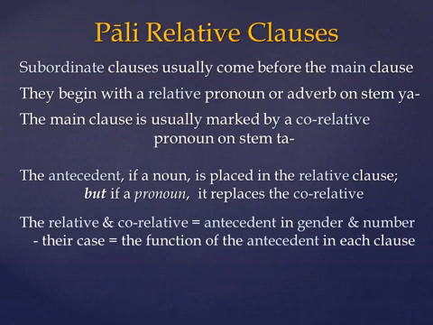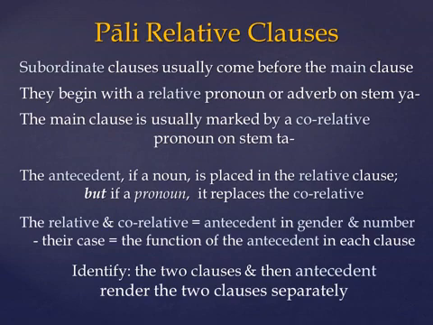So we can use these rules first to identify the two clauses and then to identify the antecedent. The two clauses can then be rendered separately, as they will act like mini-sentences in their own right, before we finally bring them back to form an English relative sentence.